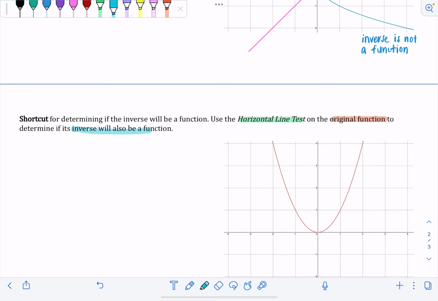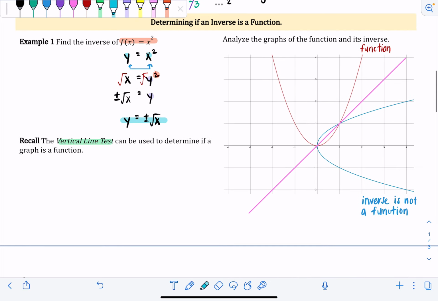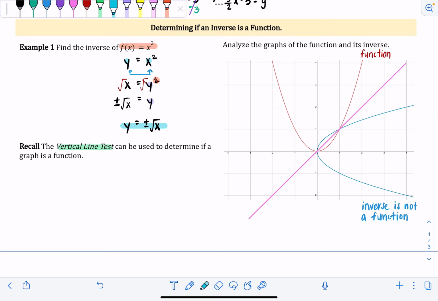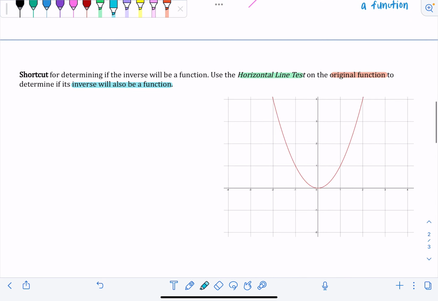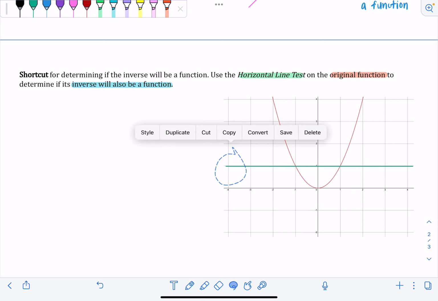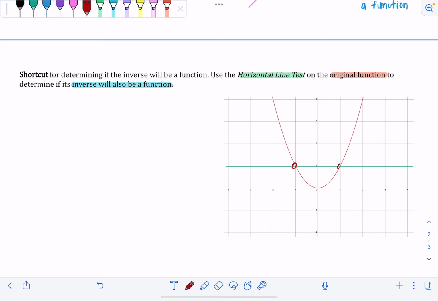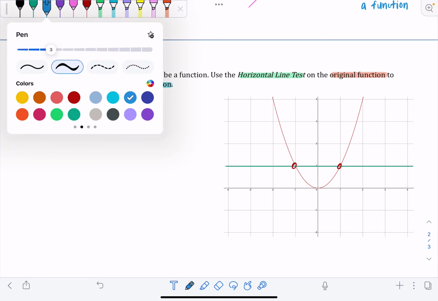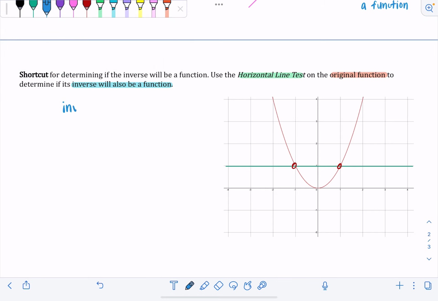If you have the graph of the inverse like we did up here, it's fine just to stick with the vertical line test. If you only have the graph of the original function, but you're asked, will its inverse also be a function, then you use the horizontal line test, which is what it sounds like. It's a horizontal line instead of a vertical line. So if I take my horizontal line and drag it through my function, it crosses at more than one point at one time. And that means that the inverse will not be a function because it failed this test. So inverse will not be a function.